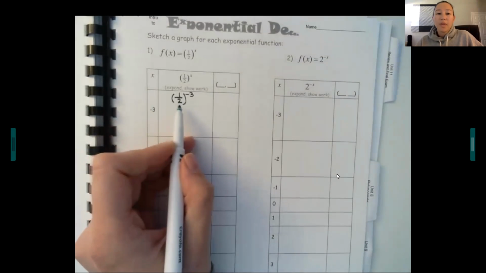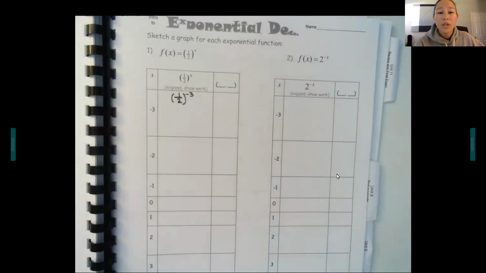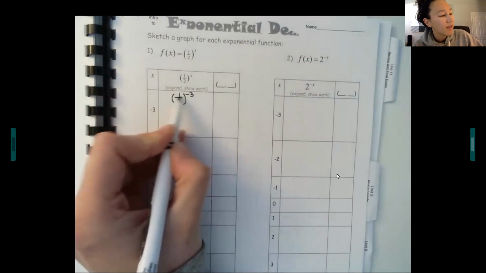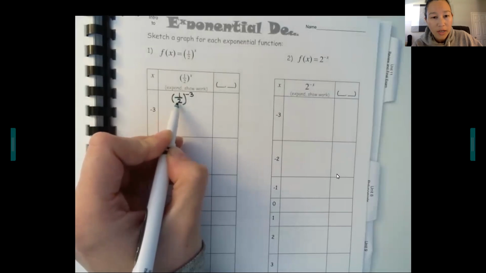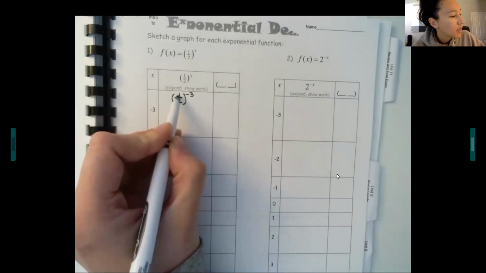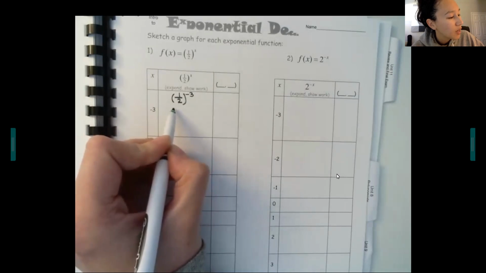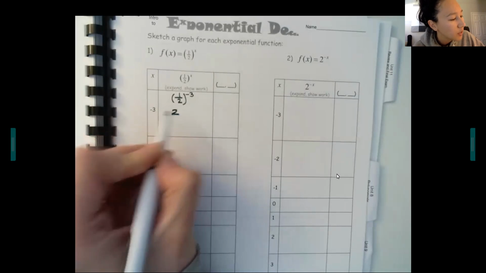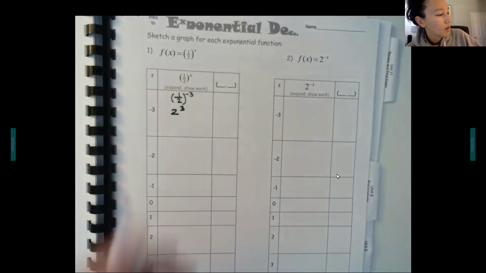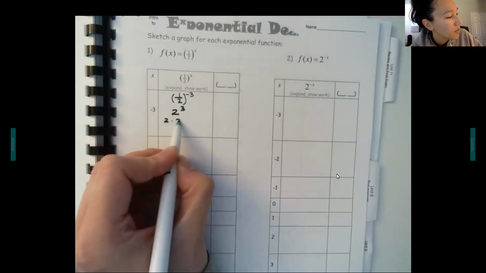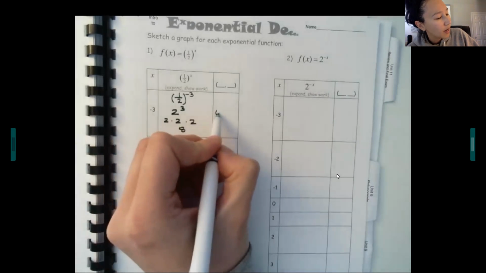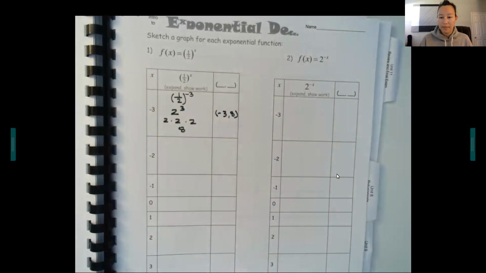Since it's to the negative power, we can do the reciprocal. So 1/2 to the negative third power. To get rid of the negative exponent, we can just flip our fraction and then the exponent becomes positive. So instead of 1/2 to the negative third power, we can do 2/1, which is just 2 to the positive third power. 2 times 2 times 2 is 8. So our first point would be -3, 8.